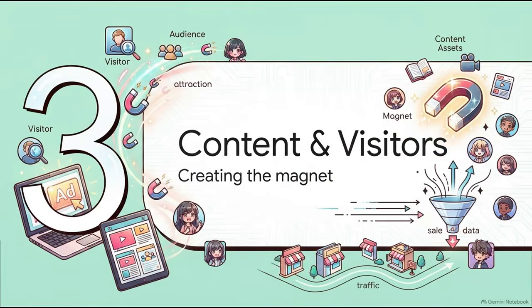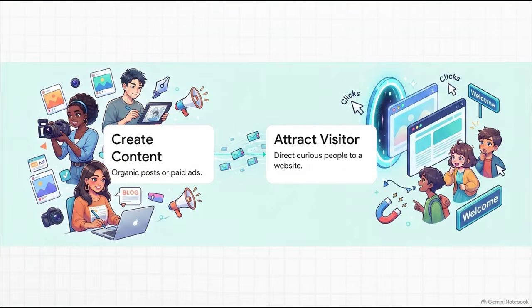Make sense? With that foundation set, we move to section 3, content, ads, and visitors, creating the magnet. This is where things get active. Step 4 of our overall process is creating content or advertising. These are the actual materials you put in front of your audience. That effort directly leads to step 5, attracting visitors, where you actively draw those curious people in so they click and show up on your website.